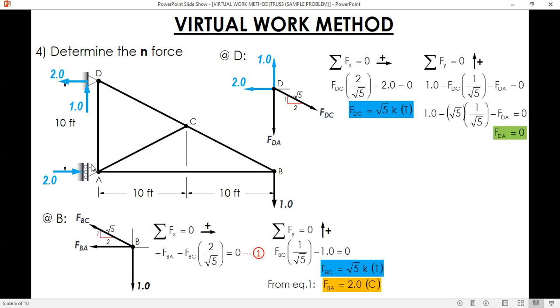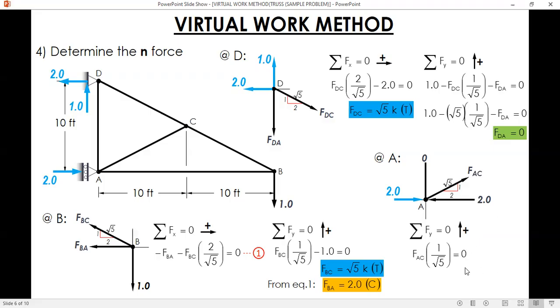And the last one is at joint A. At joint A, we have the reaction 2 to the right, and then FAD, which is 0, and then FAB, which is 2 compression, and then unknown force, FAC, the same slope. Then use any of the two conditions, summation of force X or summation of force Y equal to 0. Let's sum up force vertical. Since FAD is 0, we only have one force, the vertical component of FAC. So, by inspection, FAC is equal to 0.